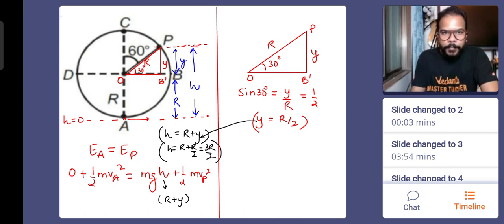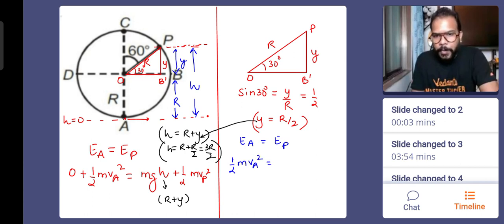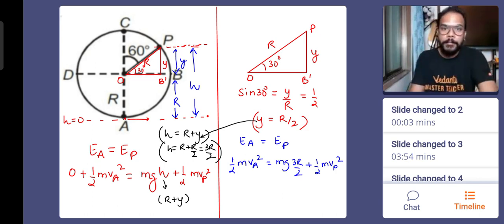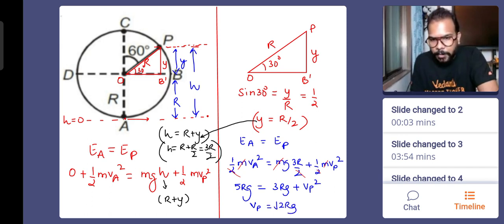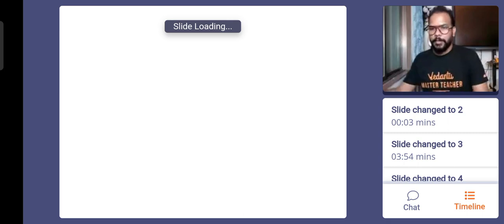So that means energy at A equal to energy at P is half mvA square equal to mg 3R by 2 plus half mvP square. 2 will be cancelled and m will also be cancelled. Are you guys with me so far, everyone? m cancel कर रहा हूँ and 2 cancel कर रहा हूँ, ठीक है? Yes. Good, thank you. So vA का minimum value under root 5 rg, right? So square कर दिया. This is 3 rg and this is vP square. Can you people now tell me vP square का value? Under root 2 rg. So vP square is 2 rg, so vP का value under root 2 rg आता है. That's why the answer is under root 2 rg.